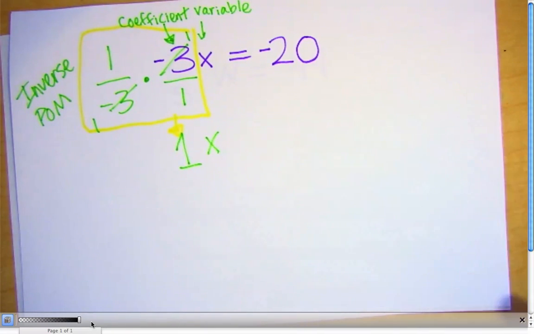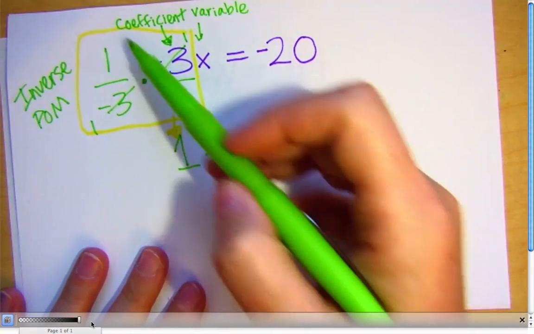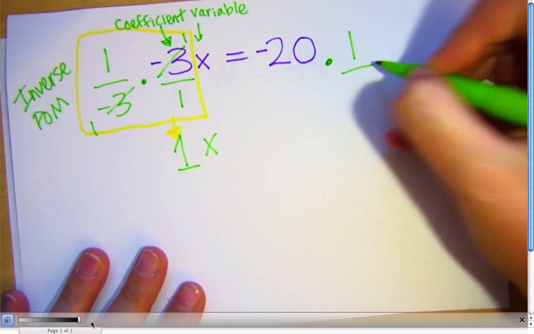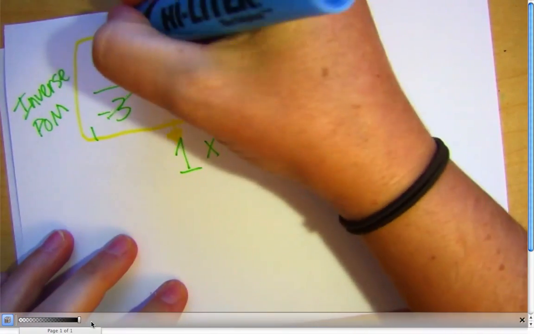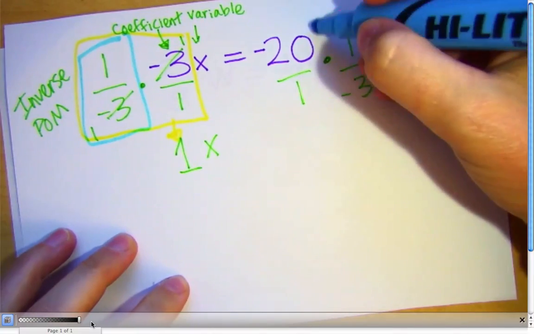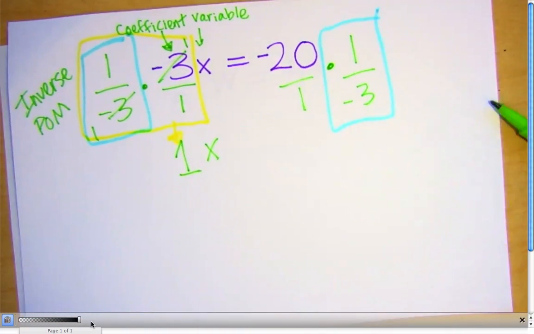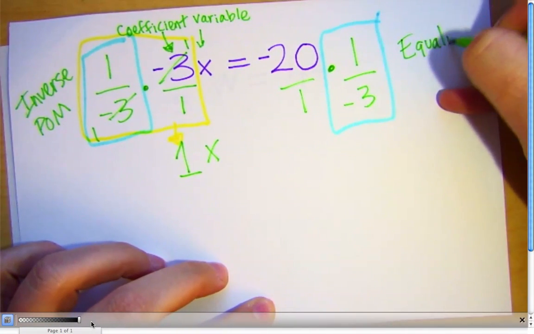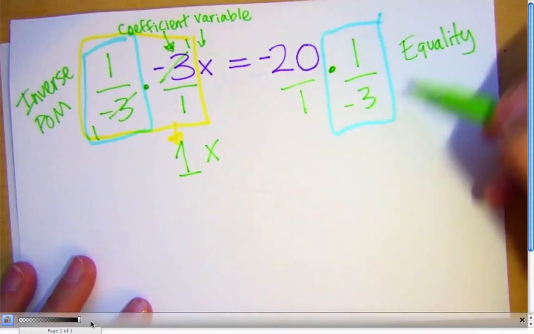Now, you can't just magically do that to one side and leave the other side the same. Remember our equality property. Whatever I do over here, I also have to do over here. So if I multiply this side by 1 over -3, I also multiply this side by 1 over -3. You've got to do the same thing to both sides. That keeps everything balanced.